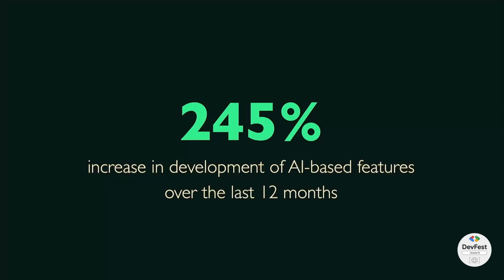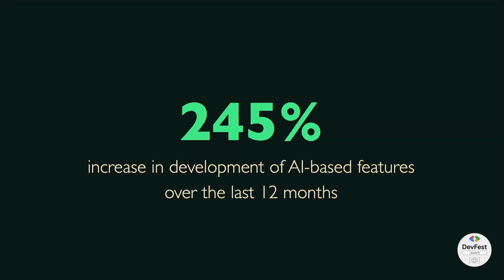Why is this an important topic right now? Let's start with this big, gigantic number. It's an estimate, of course. I don't know if it's precise, but it gives you the point. Over the last 12 months, there has been a huge increase in the development of AI-based features, AI use cases, in all of the digital products.